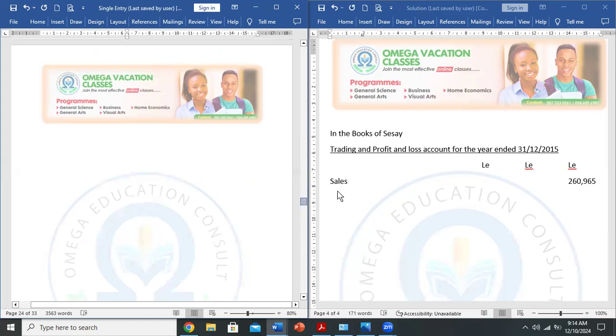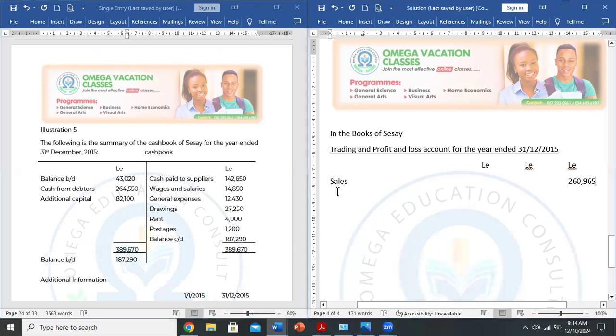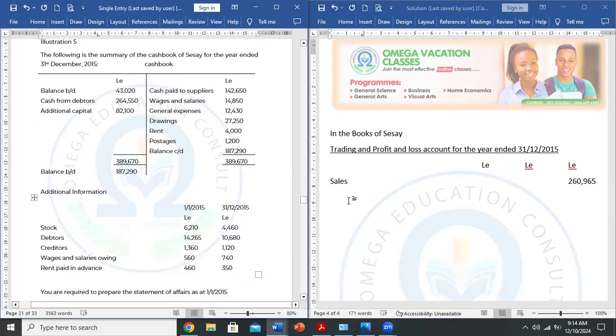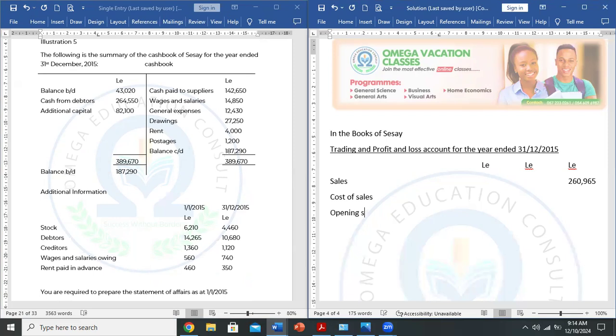Okay. Now, after you bring your sales, the next thing is less return inwards. But in this question, we don't have any return inwards. So we move on to the cost of sales. And as you know, we begin our cost of sales with the opening stock. Prof. Amma, what is the opening stock in this question? 6,210. Okay, so as you see, stock at 1st January, 6,210. Then we add purchases.